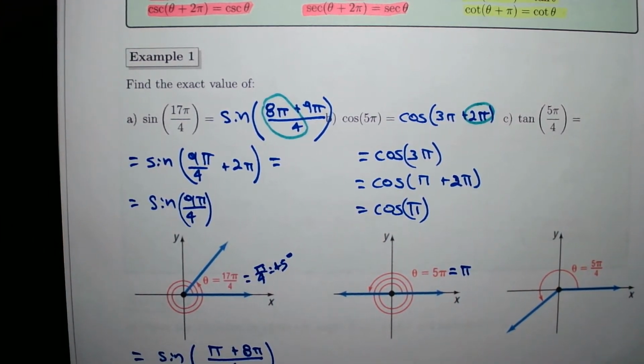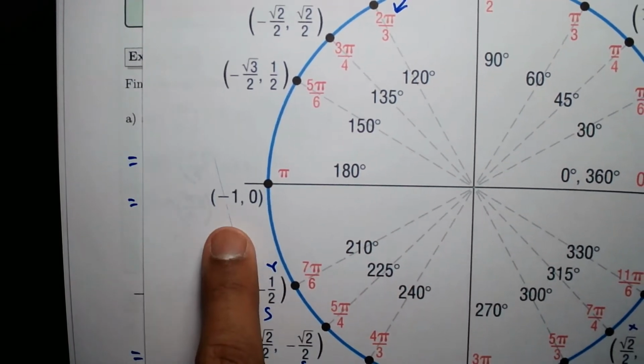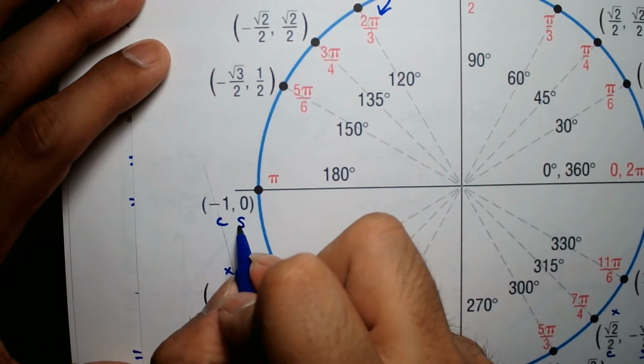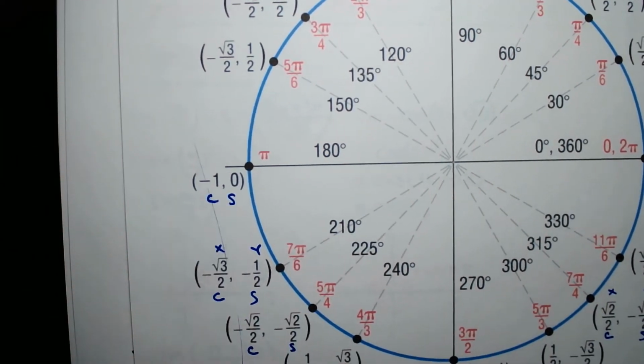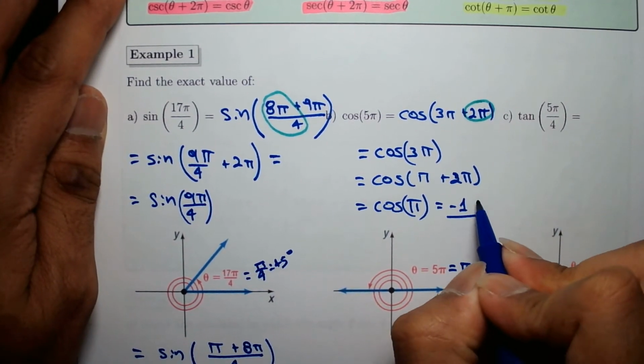Now, what is cosine of pi? Well, we're going to go to pi or 180 degrees. Again, keep in mind that cosine is the x-coordinate, while sine is the y-coordinate. So cosine of pi will be -1.